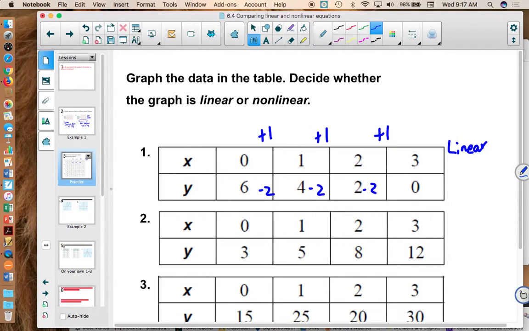Good. What about number 2? Linear or nonlinear? I heard you, Justin. You said nonlinear. What makes it nonlinear? It doesn't have a constant rate of change on the y-axis. There we go. Y is not constant. If I go from 3 to 5, I've added 2. 5 to 8, I'm adding 3. 8 to 12, I'm adding 4. Okay?